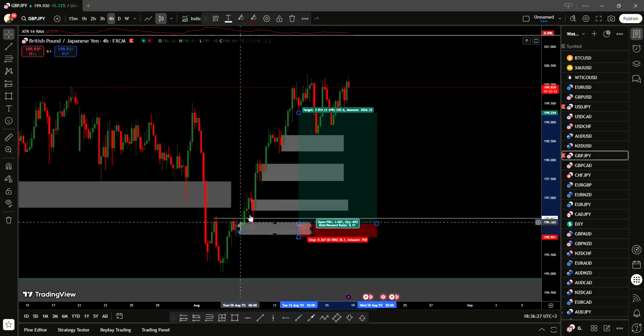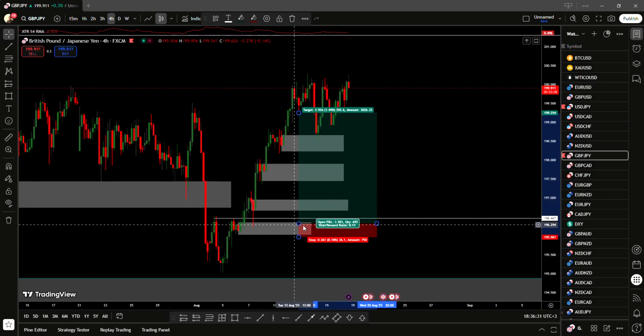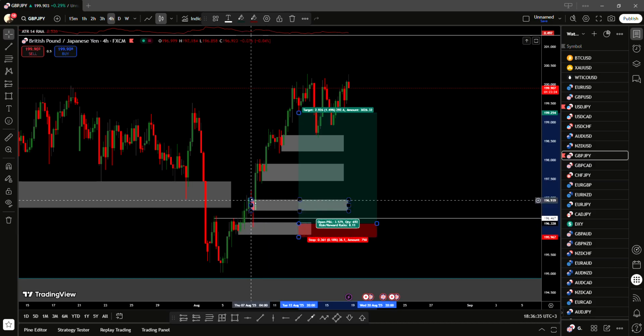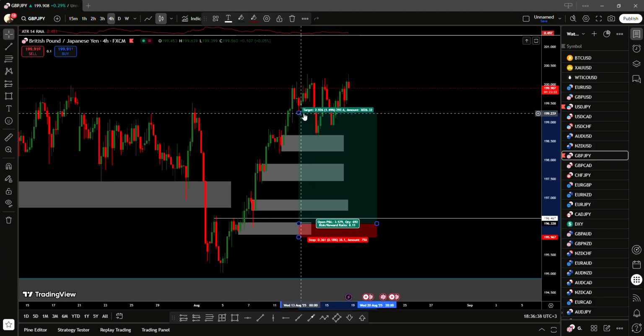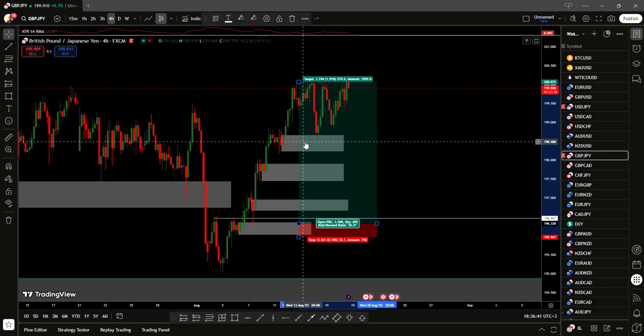And look what happened. Price went up, came back and tapped into the zone, sniper entry, and immediately it turned around. Price bought up to there right now, 370 pips. 1:10, guys.